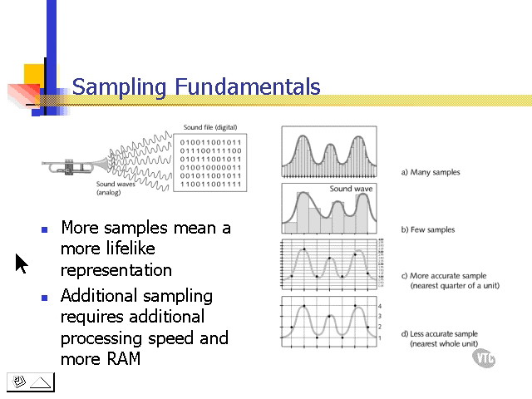More samples mean a more lifelike representation. For example, if I were to turn on a light in real life and leave that light turned on, you could picture that as an analog presentation of that light being turned on. So you can picture in your mind that the light is constantly on. Then in real life, I turn the light back off, and now you can picture that that light is off. And as long as I leave the light off, it continues to be off.